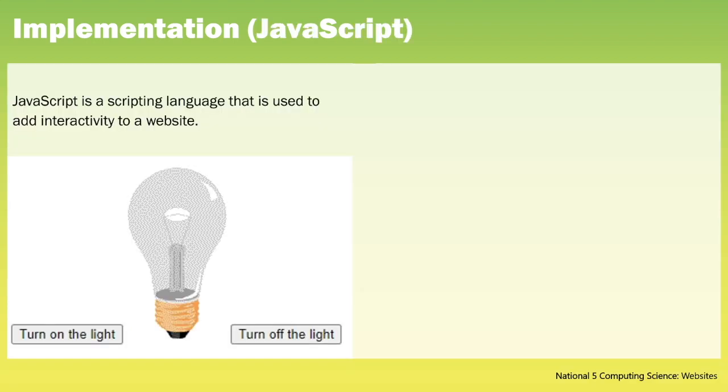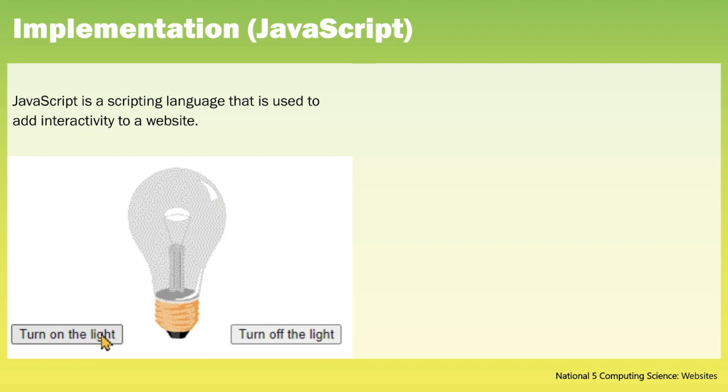Moving on now to JavaScript. JavaScript is a scripting language that is used to add interactivity to a website. At National 5 level you're expected to understand how JavaScript works, but not implement it. Looking at the example that we have on screen here, we have two buttons. When I click on the button, the image then changes. JavaScript is event based. An event must take place before the JavaScript is run. In this case, the mouse clicks on the button.